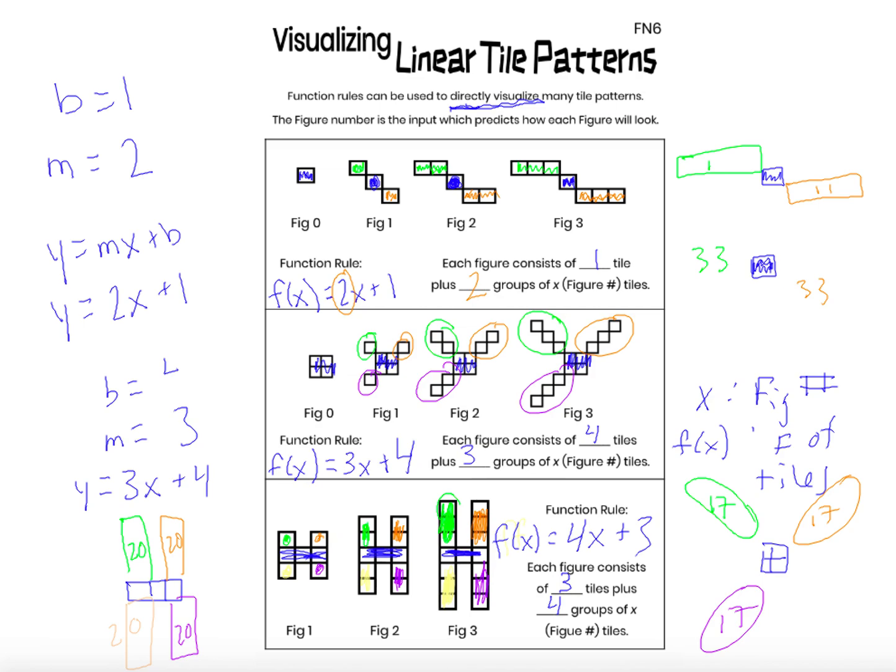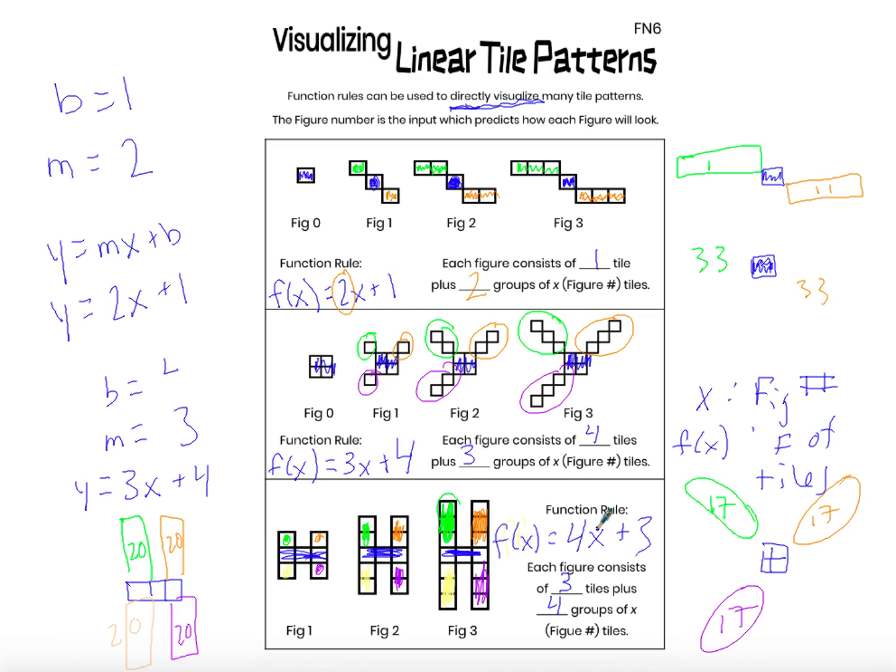Now when you're directly finding the function rule, as I just did from the visual pattern, rather than finding b and m and plugging into y equals mx plus b, it's a really good idea to make sure that your function rule correctly predicts the output, or the number of tiles. So let's make sure that it does. For figure 1, x is 1, so there should be 4 times 1, which is 4, plus 3 tiles. That is 7. So are there 7? 1, 2, 3, 4, 5, 6, 7.